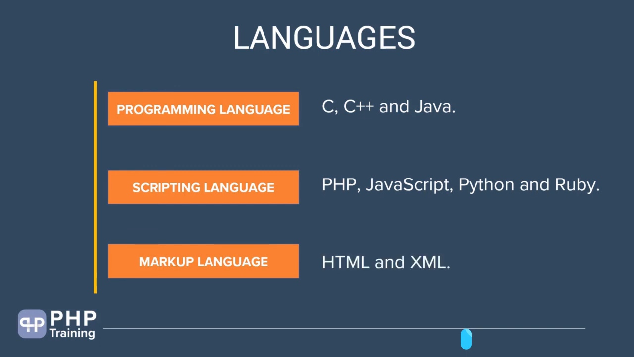The other type of language is called a markup language. HTML and XML are markup languages. HTML has a different purpose. HTML is used in web to link the resources. We're going to learn about what HTML is and all those things.